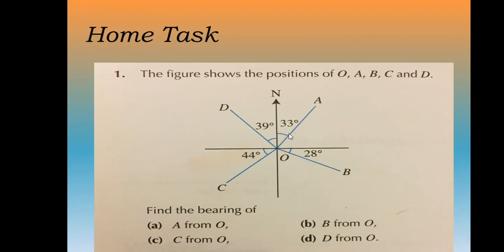Then for the C part, C from O, this whole angle. And then for the last part, D from O, start from the north at O to D. This whole angle will be here. This is your home task and you will solve it by yourself.